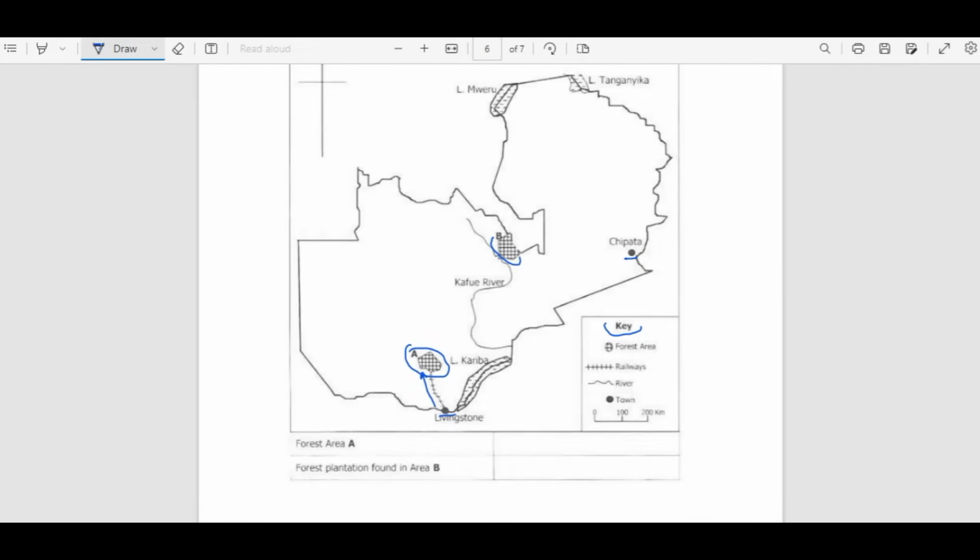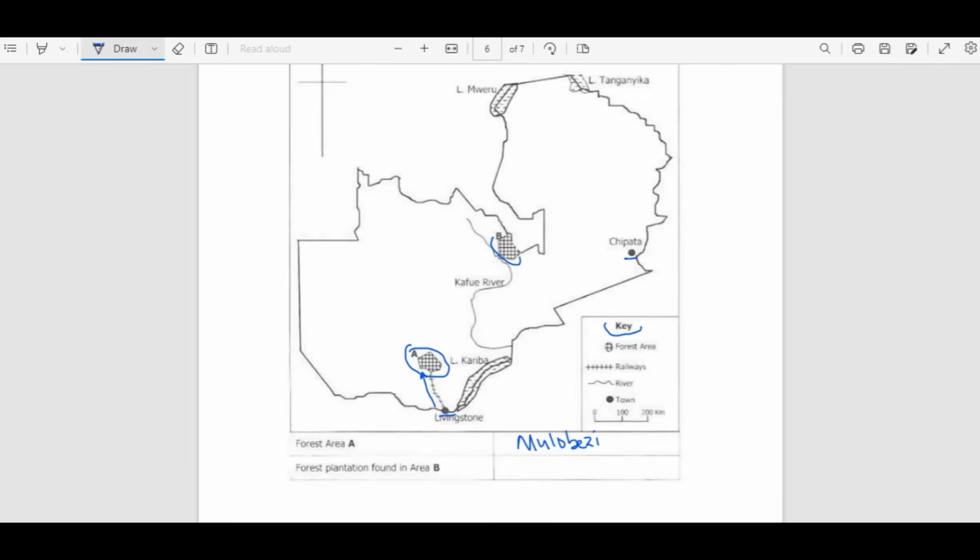Now when you look at A, what is this forest called? So this forest, you'd find that it is a forest where they plant plants. So this area is known as Mulobezi. So this one is Mulobezi. Okay, so another forest plantation found in area B. So we are looking at area B. So area B, when you look at it very carefully, this is the copper belt.